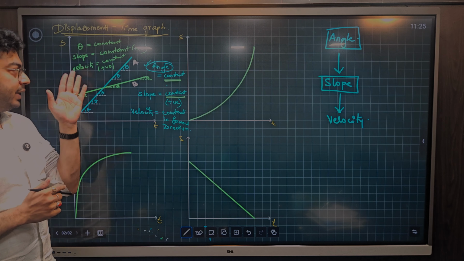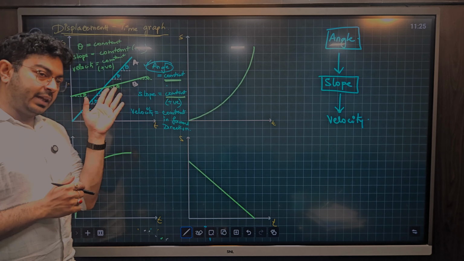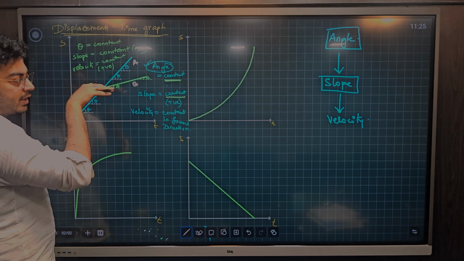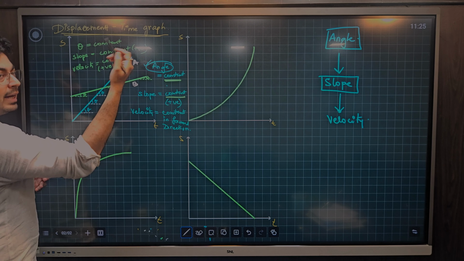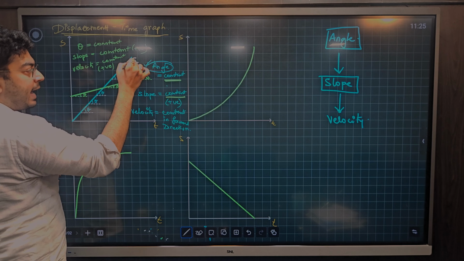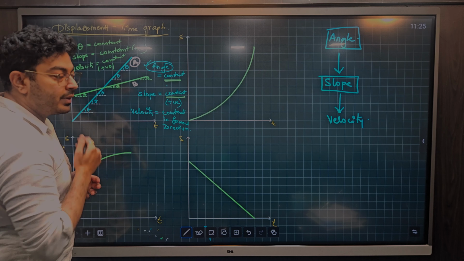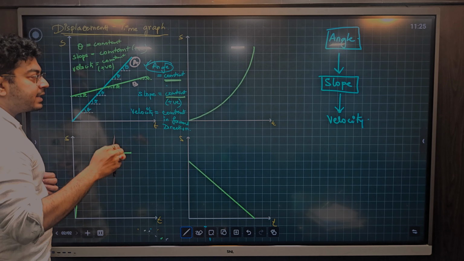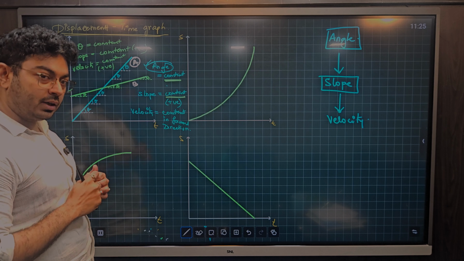You tell me. We can see here very properly the angle which it has made with the horizontal line, or the horizontal axis. Who has made much more angle? We measured with the protractor just now. So A has made greater angle with the time axis, or we can say horizontal axis.